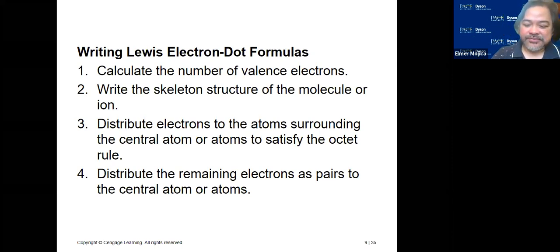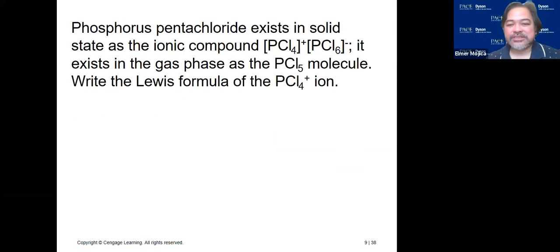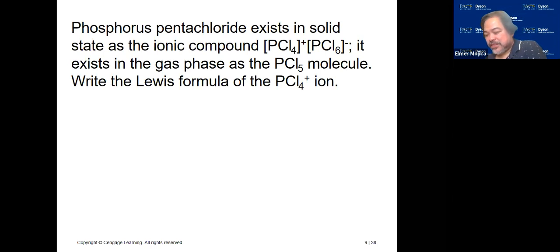We have started doing some Lewis structures last time, so we're just going to continue and fine-tune how to write the Lewis structure and know more about it. The next thing that we have here is this question. Phosphorus pentachloride exists in solid state as ionic compound PCl4+ and PCl6-. It exists in the gas phase as PCl5 molecule. So write the Lewis structure for PCl4+.